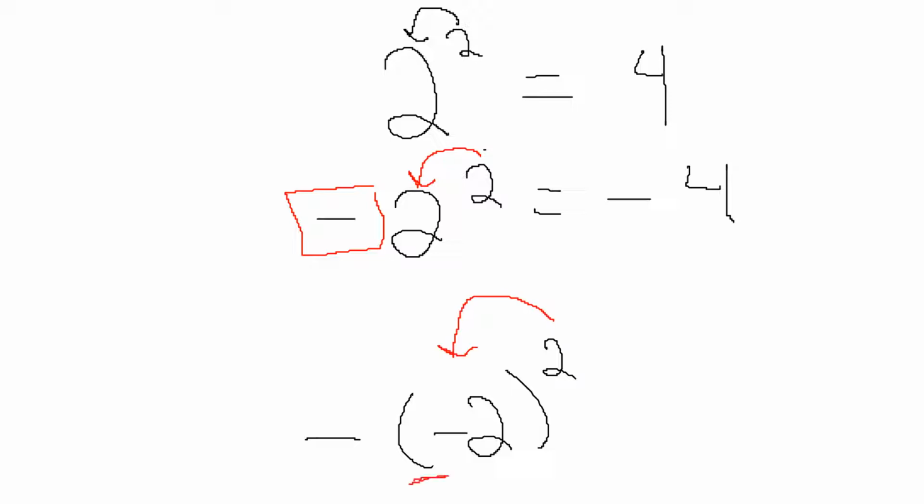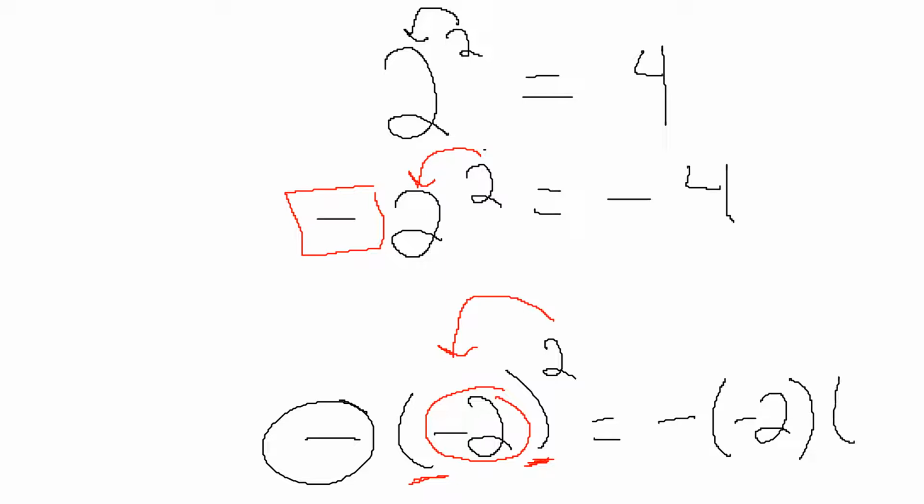But this negative 2 has a set of parentheses around it. Parentheses are kind of like the bread of a peanut butter and jelly sandwich. It pushes what is inside of it together and sort of forces it to be one thing. So while this exponent only affects what's directly in front of it, because of those parentheses holding the negative 2 together, in this case, I am squaring a negative 2. What I actually am doing here is negative 2 times negative 2, because those parentheses stick it together.